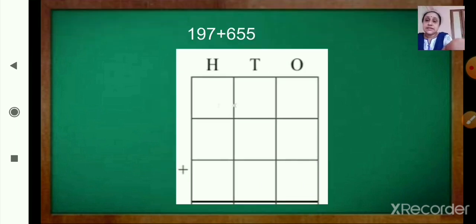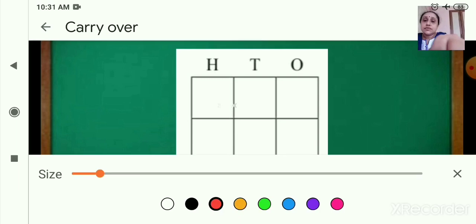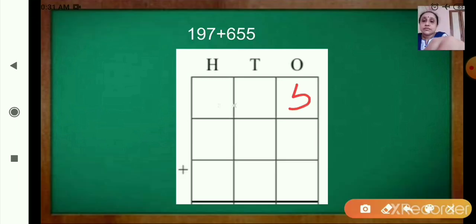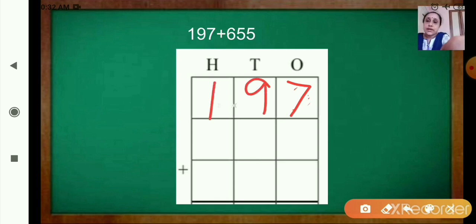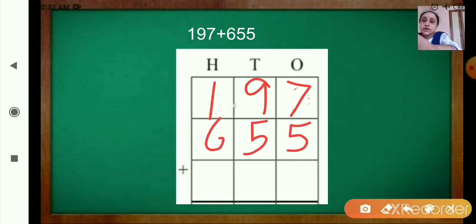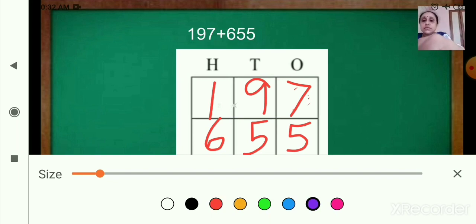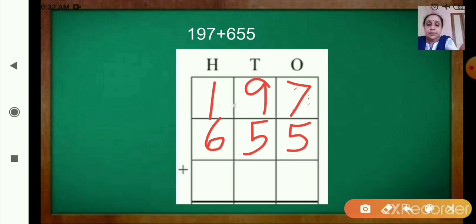Now the next sum. Yes, you try to write. How will you write? 197 plus 655. Yes, we will start again. First you will write 7, 9, 1. Then 655: 5, 5, 6. Now start your addition. Start adding the numbers.